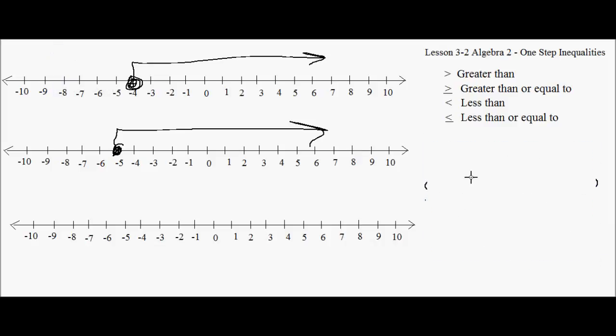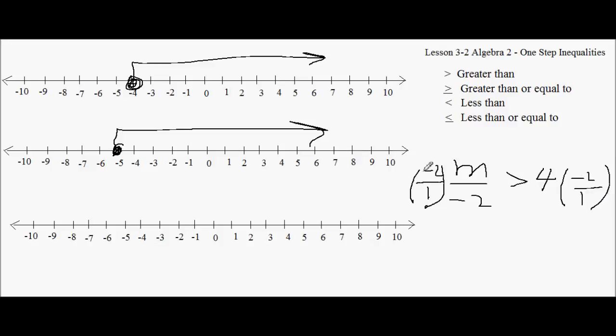So let's take m divided by negative 2 is greater than 4. Okay, so I'm going to multiply negative 2 over 1 on both sides. The negatives cancel. This negative 2 over negative 2 cancels. I get m, and I have to flip.